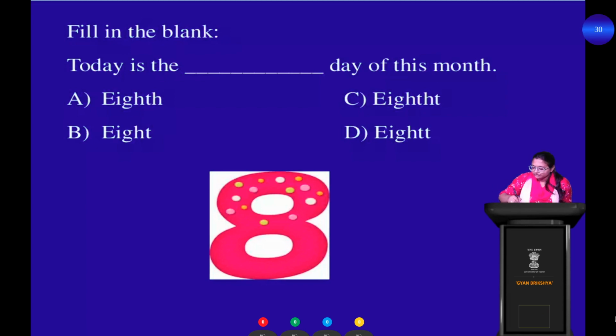Go ahead and give me your responses. Which option do you think is the correct option? Today is the dash day of this month. Go ahead and let me know. All right, very good. So the correct option is, of course, option A.